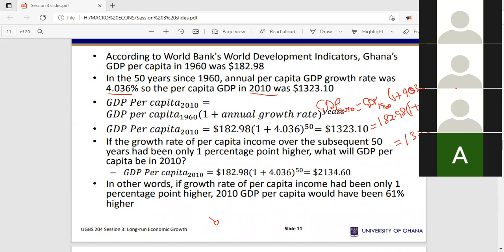Okay, so this is basically what we are saying. If the growth rate of per capita income over the subsequent 50 years had been only 1 percentage point higher, what would be the GDP per capita in 2010? So assuming this rate, we add just 1 percentage point to it. When I say 1 percentage point, it's basically 4.036 plus 1.